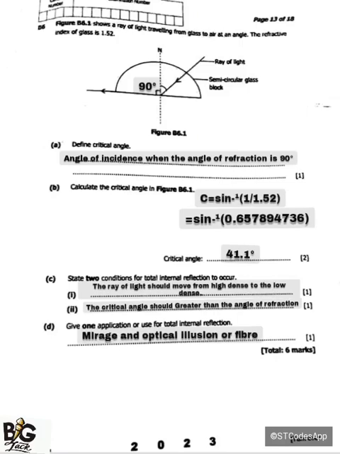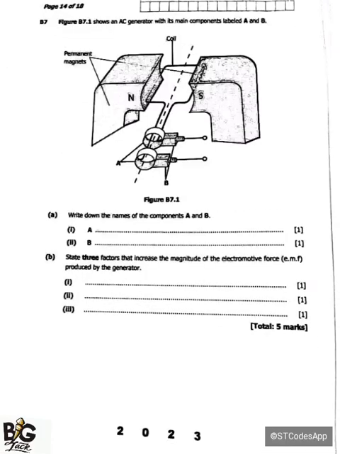Okay, so let's move on to the next one, which is question B7. Question B7 says figure B7.1 shows an AC. The word AC denotes alternating current. So figure B7.1 shows an alternating current generator, with its main components labeled A and B. Part labeled A is called the split rings. Part labeled B is called the carbon brush or commutator.